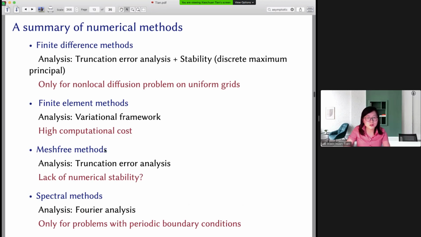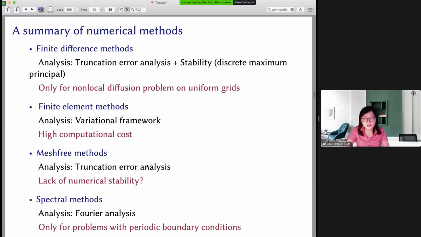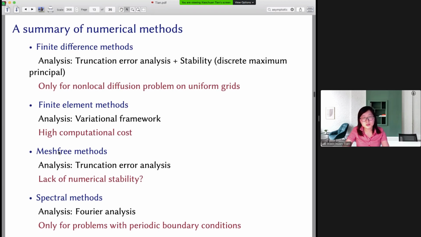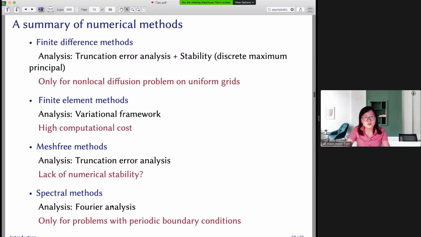So then we have meshfree methods, but we only have truncation error analysis because in most of the cases, we lose the discrete maximum principle, and we don't have a variational framework for meshfree methods. So in general, we didn't see much stability analysis for those methods. And in some special cases, meshfree methods, for example on uniform grids, can be equivalent to finite difference, but in general you don't see numerical stability. And spectral methods obviously only work for problems with periodic boundary conditions.